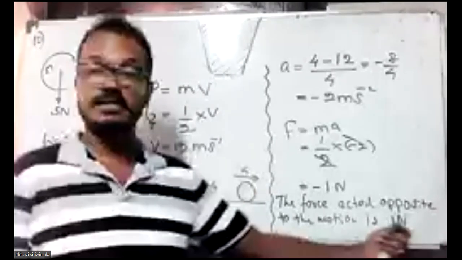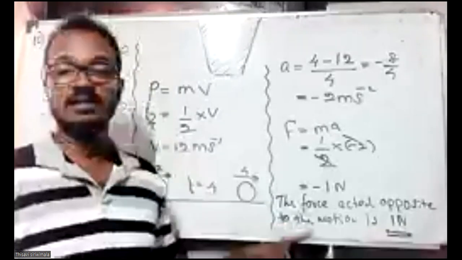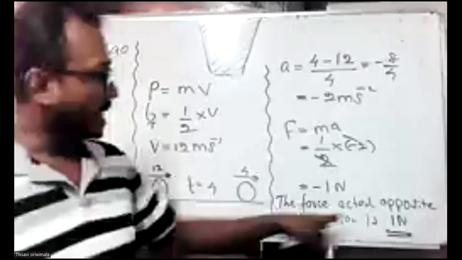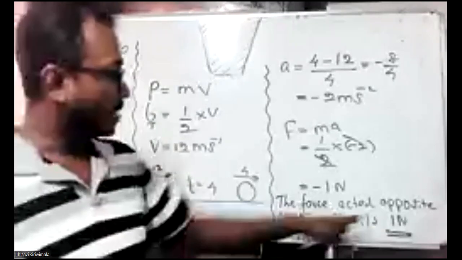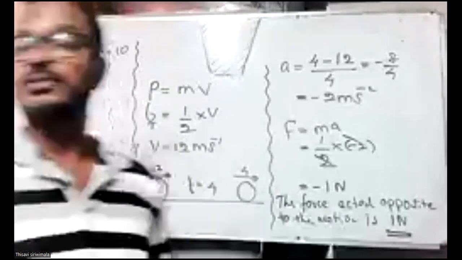That's why I have written it in a sentence. But if you come to this place, you will get the marks. But this is for additional explanation. The force acted opposite to the motion is 1 Newton, right? So that's how you do it. If you want, you can take a screenshot.